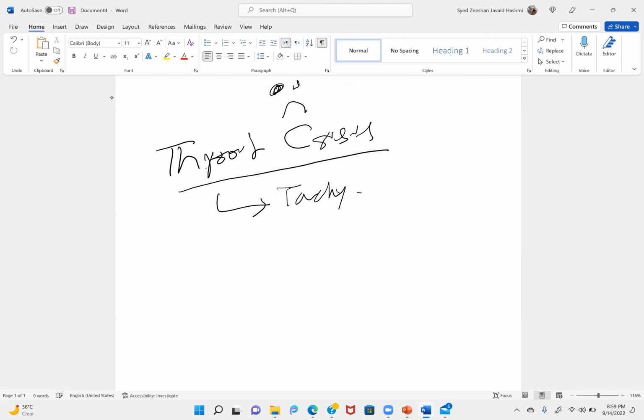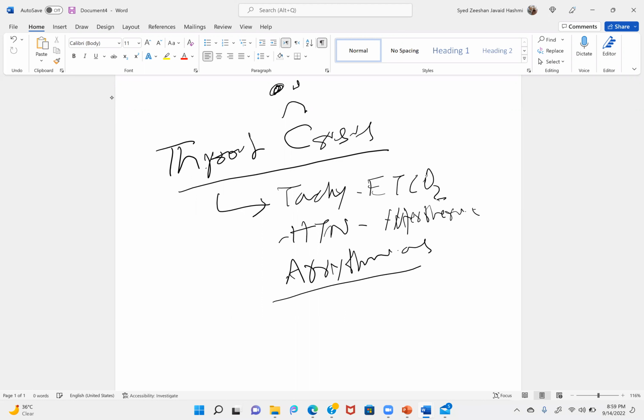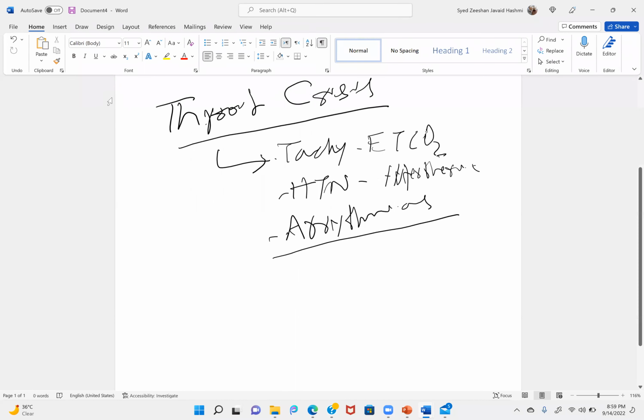Tachycardia, hypertension, or marked hypotension, and end-tidal CO2 will rise. Hyperthermia. Arrhythmias can occur. So you are expecting it, and then you will be anticipating. So what will you do? What will be the steps to follow?